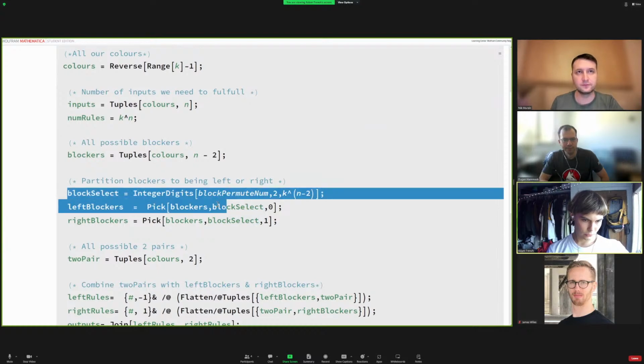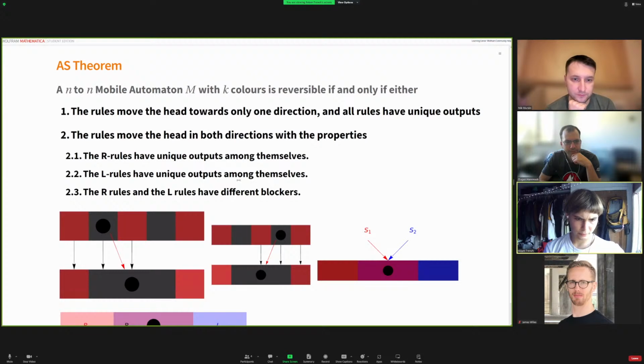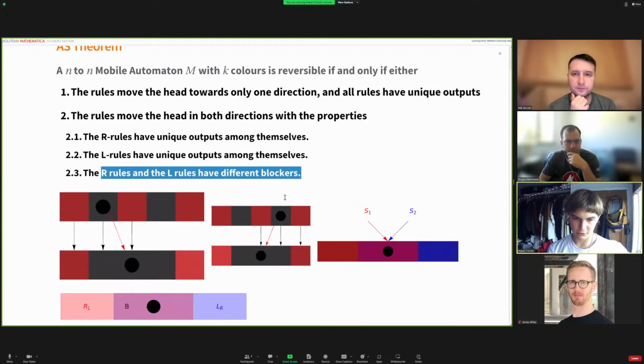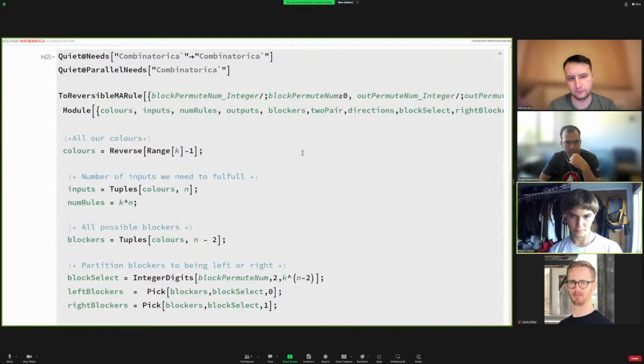So we have our blockers, and we require that the right rules and the left rules must have different blockers. If they have the same overlapping region, then it won't be reversible. So first, we're going to partition every combination of blockers to either be left or be right, which then will satisfy 2.3 in this case. So that's what we do first.